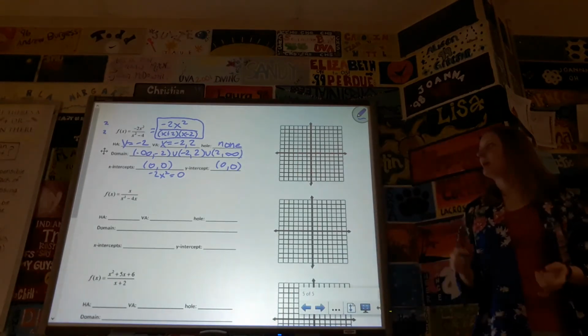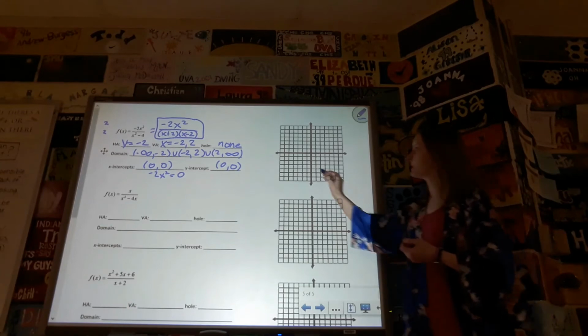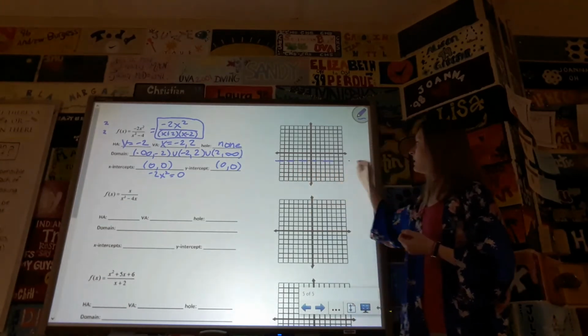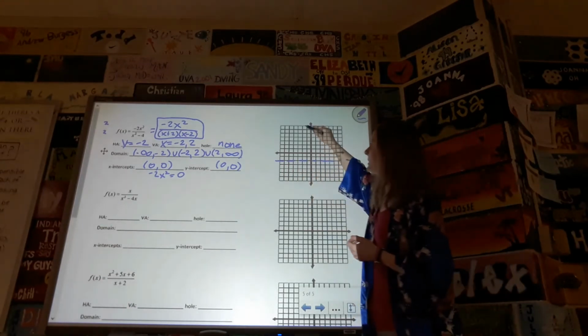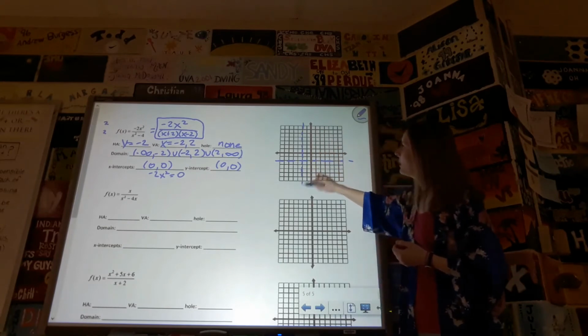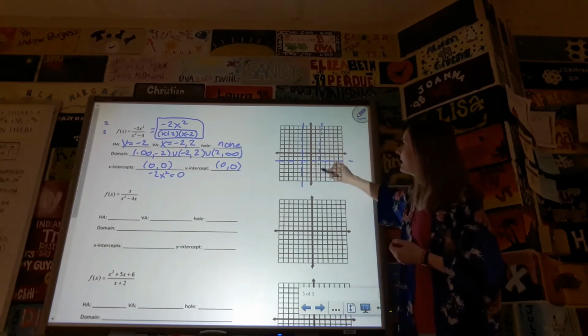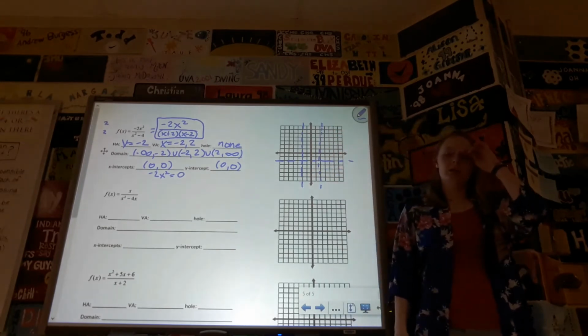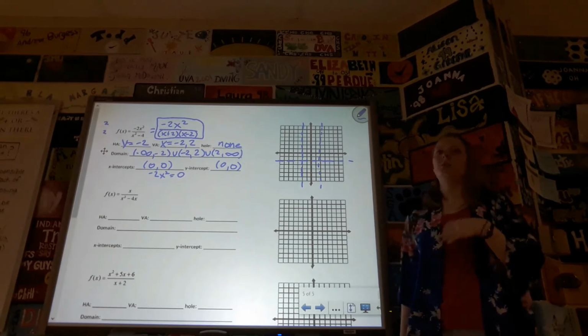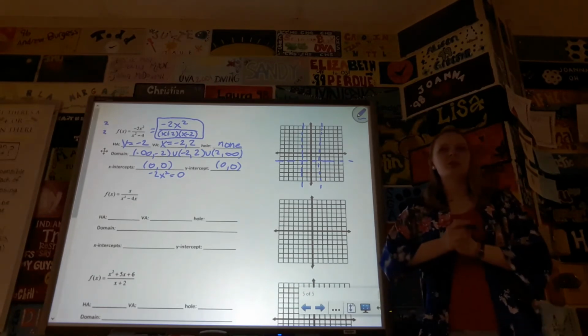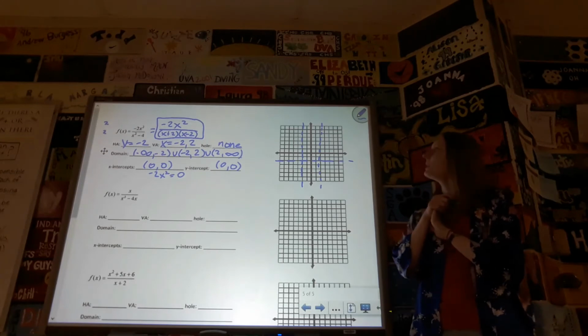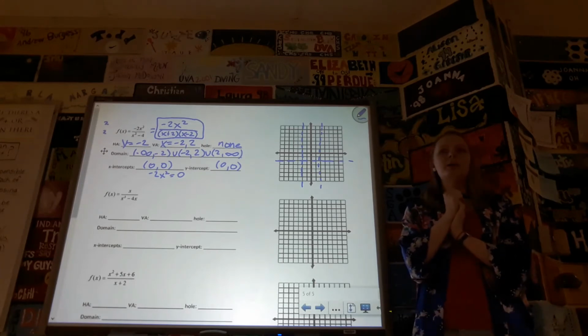So we're going to start by graphing the asymptotes. I know I have a horizontal at -2. I know I have a vertical at -2 and positive 2. Yes, asymptotes are always dotted, because they're not actually part of your graph, they're just boundaries. They're exclusions.